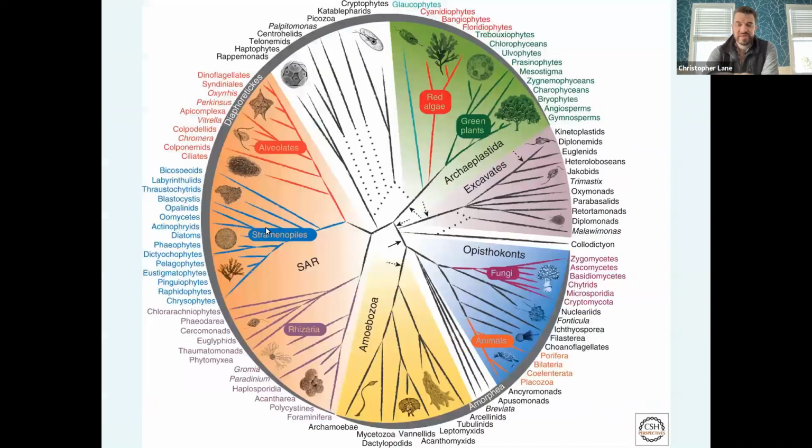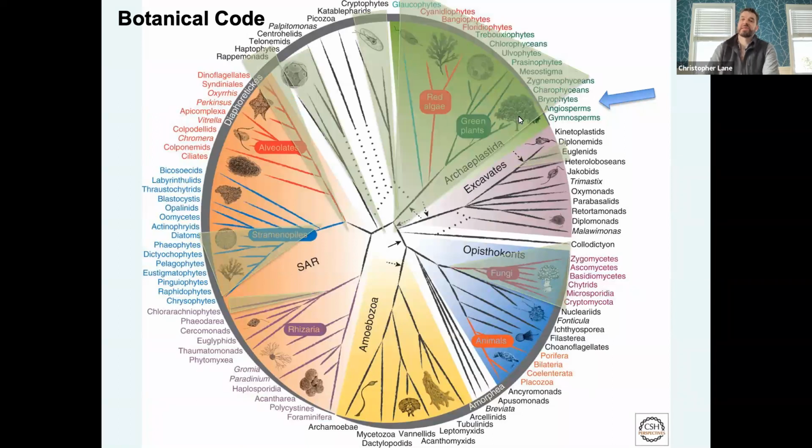So if we take this as a representation of the eukaryotic tree, and these are all the major lineages, it's relatively up to date. We have the botanical code, which was designed to deal with this small group of organisms here, relative to the rest of the eukaryotes. But it's applied to anything that's photosynthetic, and also as a bonus, it's applied to fungi, which are down here, and that's for historical reasons.